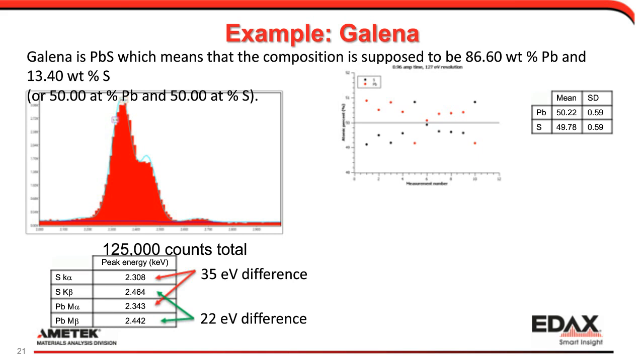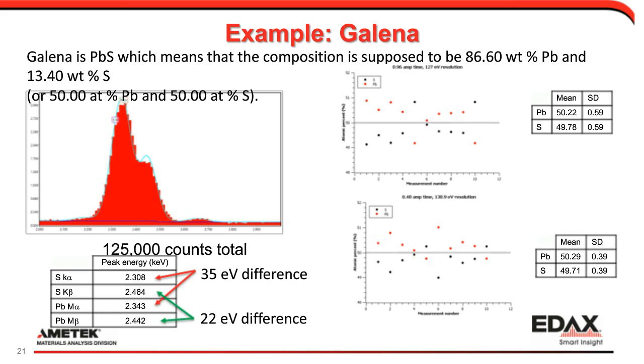If I now go to our 048 amp time, where I have 131 eV resolution roughly, there's essentially no change in the mean value. There might even be a slight decrease in the standard deviation. I only have 10 samples, so if I had 100 samples, it might be a little more clear.